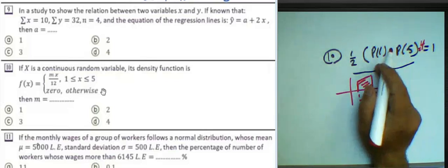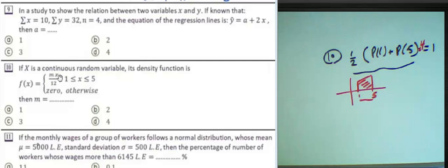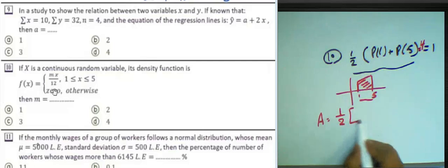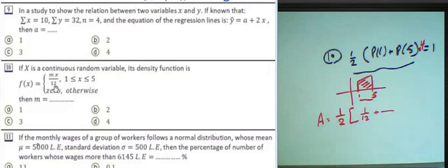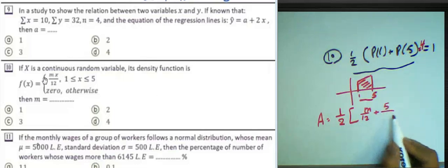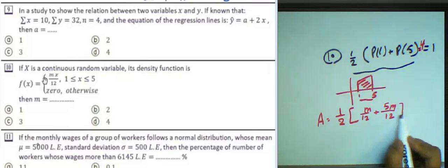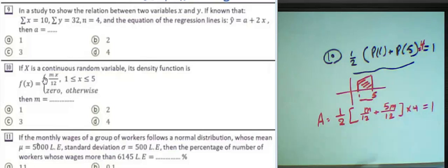So the probability at 1, put 1 in this example, it will be 1 times m over 12. Then the area will be half multiplied by, put 1 here, 1 times m over 12, which is m over 12. And put 5 here, 5 times m, it will be 5m over 12, multiplied by 4, all will be equal to 1. Again, in this example, he tells us x is a continuous random variable.